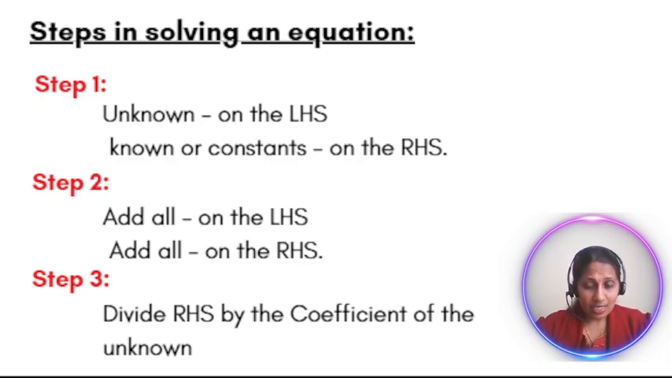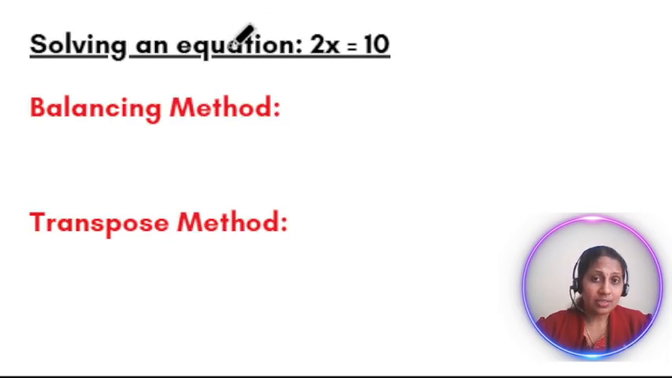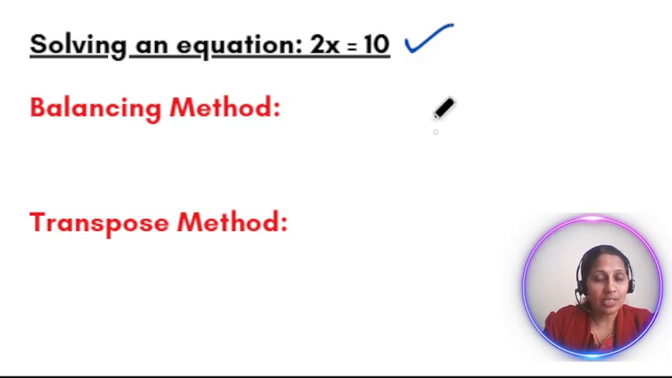Okay. While you do the process, the steps, there are two methods that you can use to solve. One is the balancing method, the other one is the transpose method or transposing method. So what are they? Say for example, here you have the equation 2x equals 10. This is a very simple linear equation in one variable. How does this balancing method work? You have to balance it all the time. Balance the right hand side and the left hand side all the time.